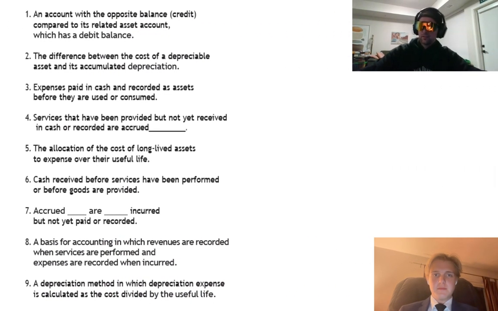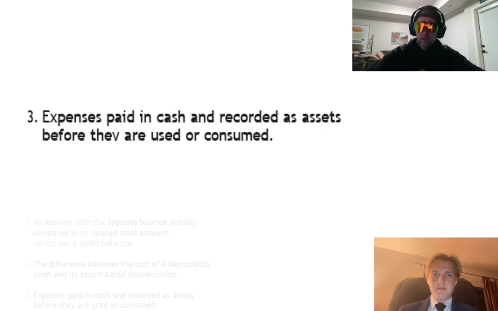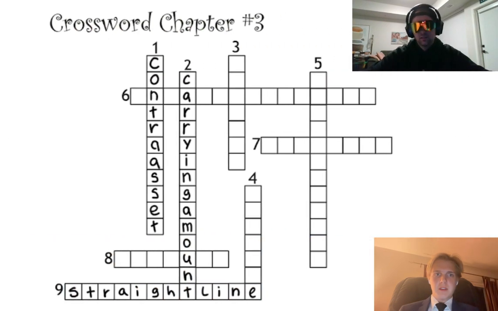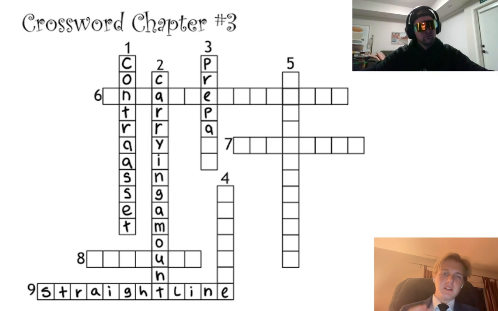Okay, sounds good. It says expenses paid in cash and recorded as assets before they are used or consumed. So I get that you buy them and they are assets, but how do they stop being assets? The word is prepaids. I get the confusion.